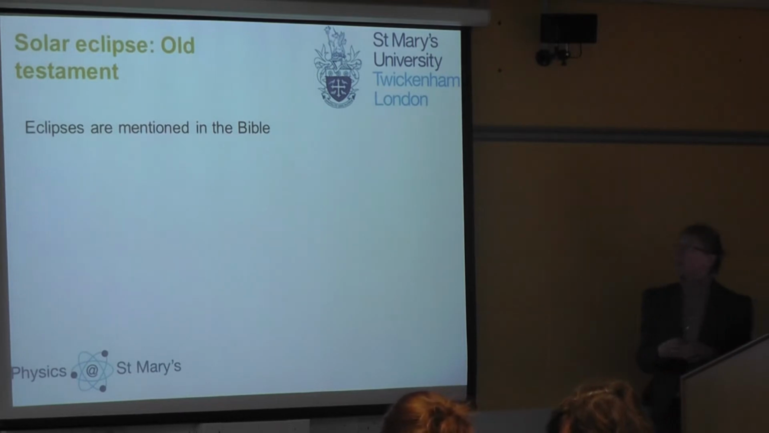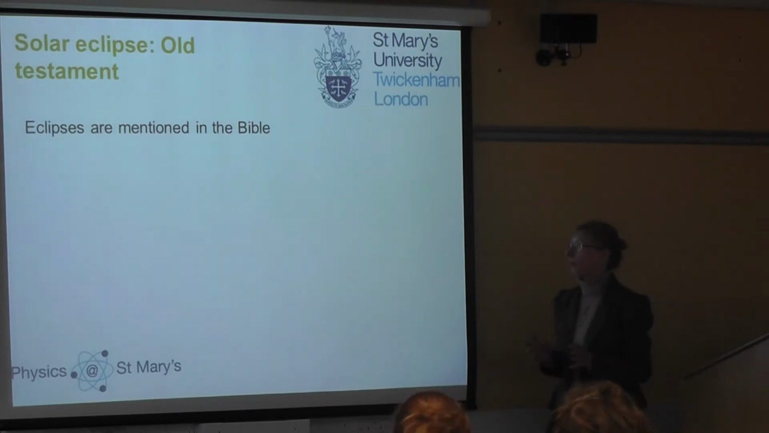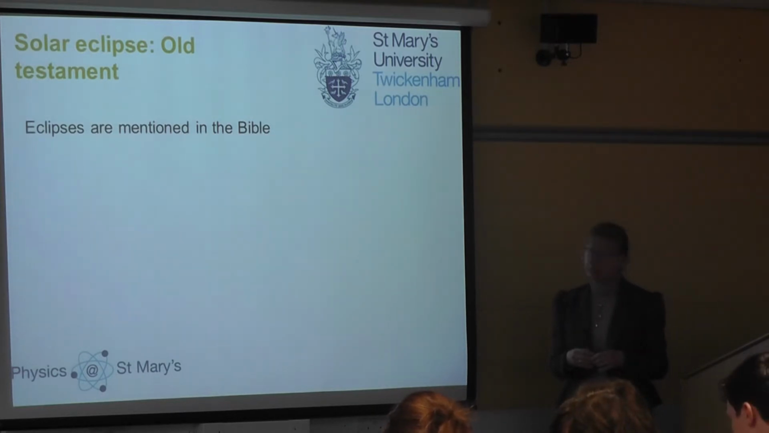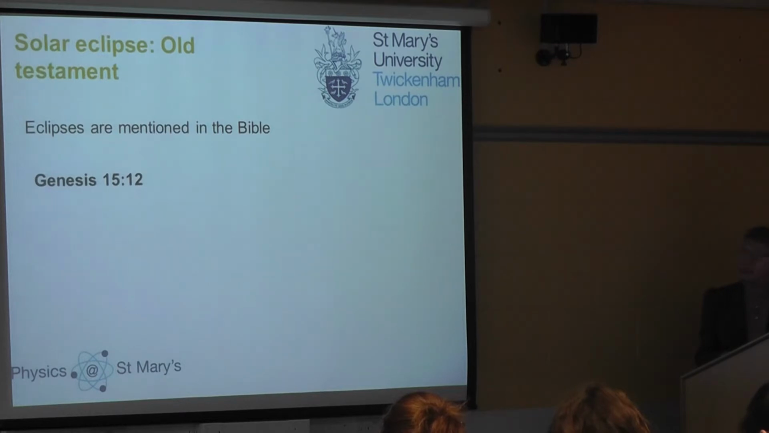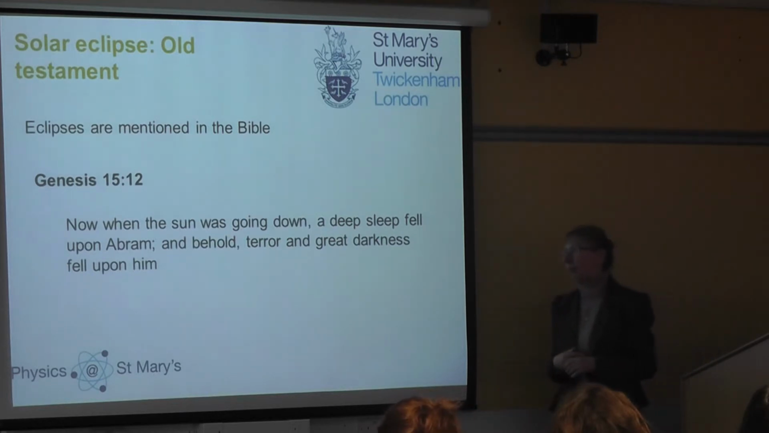Now, let's talk about the Old Testament. As I said, there are a lot of places in the Bible, mainly the Old rather than the New, where the eclipses are mentioned very, very clearly. One example is in Genesis 15:12. It's written that, now when the sun was going down, a deep sleep fell upon Abraham, and behold, terror and great darkness fell upon him.